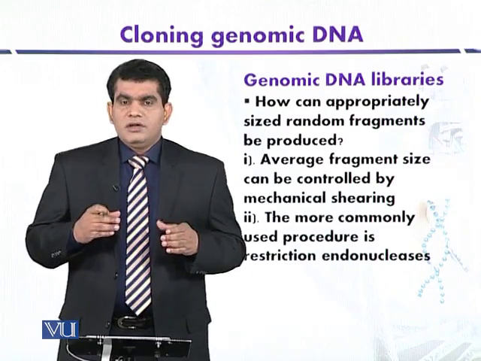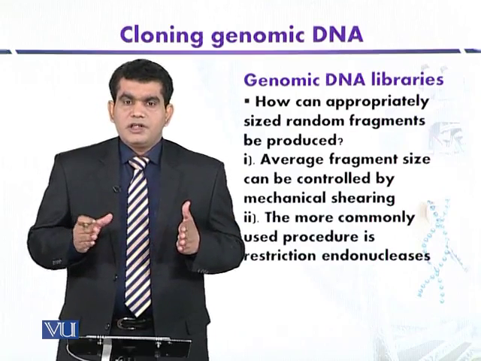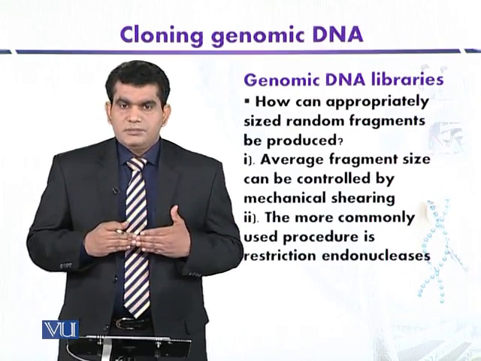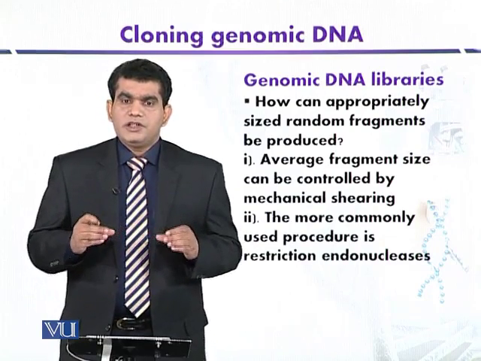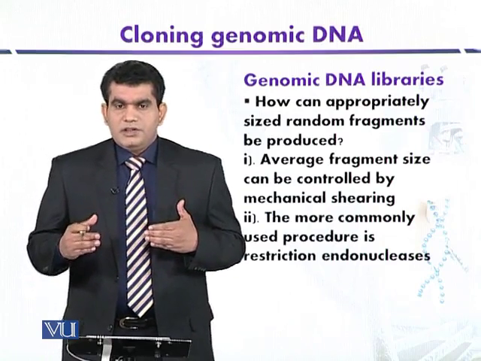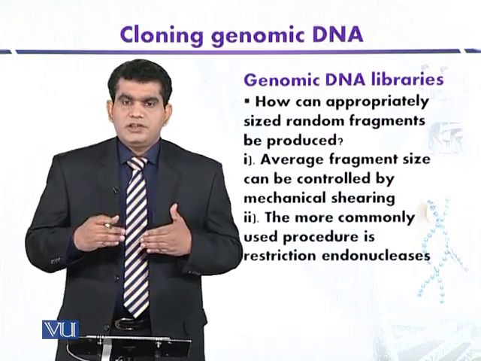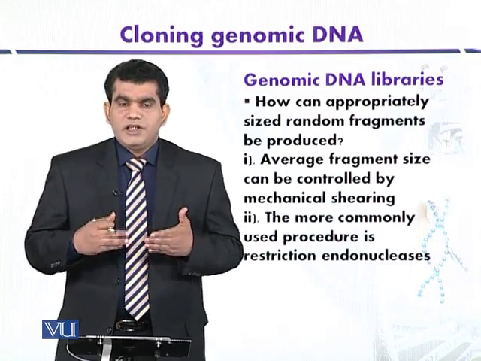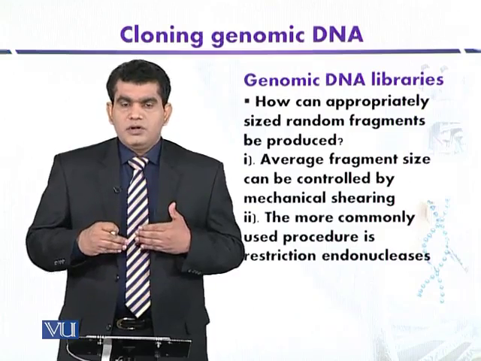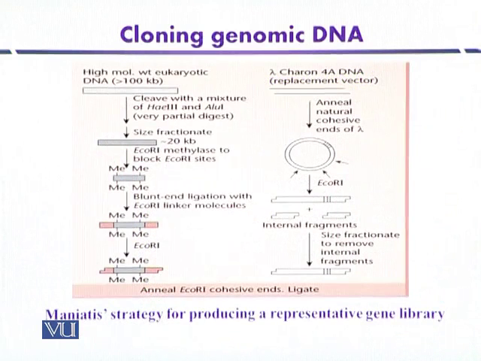After methylation, the target DNA, now around 20 kilobase pairs, is ligated with linker molecules that contain an EcoR1 site. It is digested with EcoR1, so sticky ends are produced, and then it is ligated with bacteriophage lambda DNA that has been cut with EcoR1. They are ligated, and then packaged into the phage head, and then used for infection of E. coli, the host organism. So this is the strategy that was devised by Maniatis and co-workers to produce representative genomic libraries.